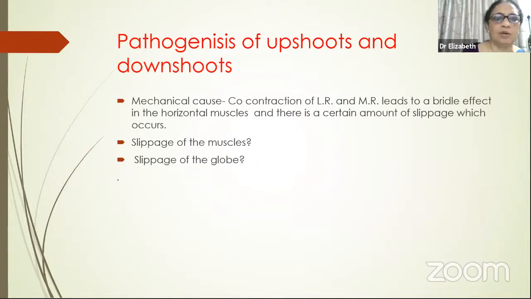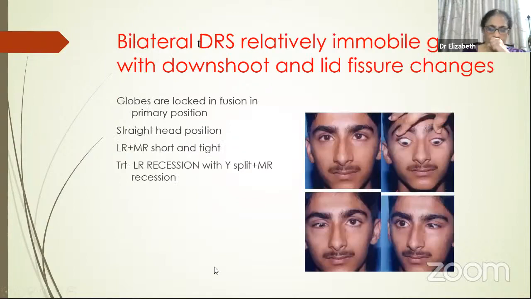The upshoots and downshoots are because of the mechanical reason of co-contraction of lateral rectus and medial rectus, which gives rise to a slippage of the muscle on the globe. So this is again another person with no deviation in the primary position. On adduction, there is downshoot of either eye, both eyes downshoot. This is again a Duane's retraction syndrome.